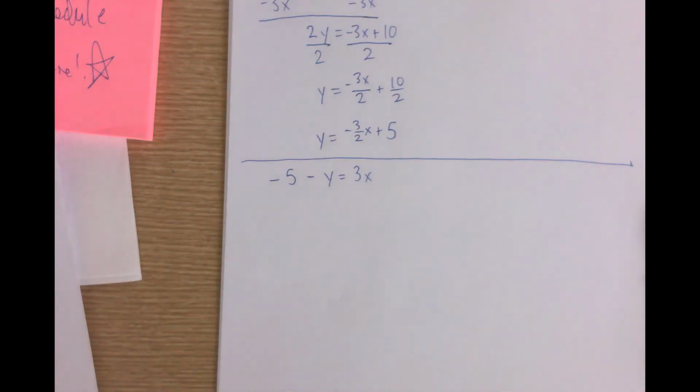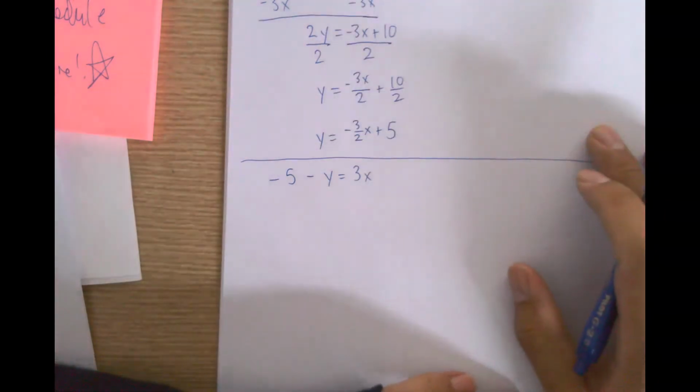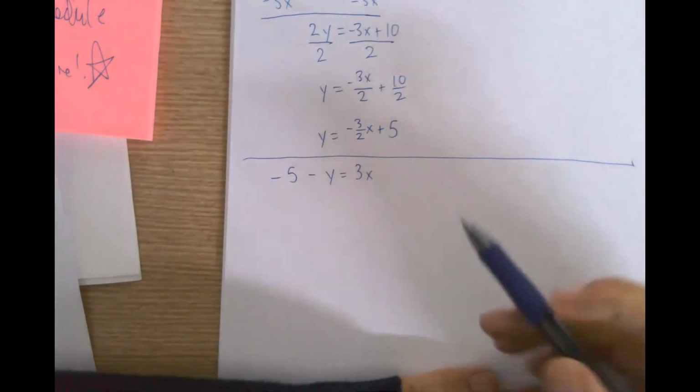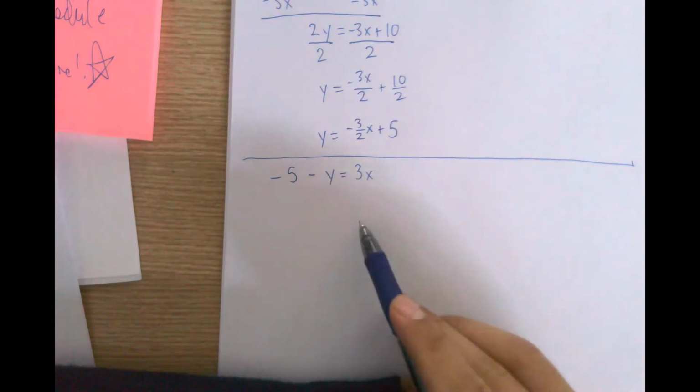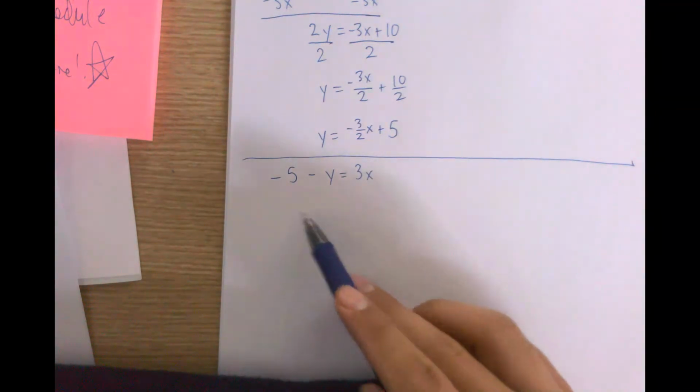Okay, so here there was a question, but I want to actually answer a couple of questions first. So in this case, you can see that what's different is that we're not actually given 3x on the same side as y.